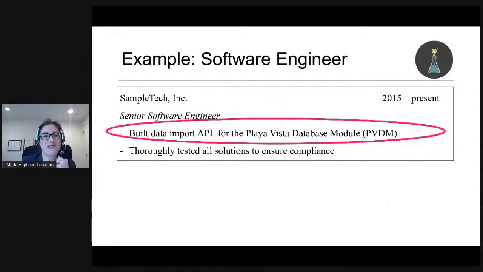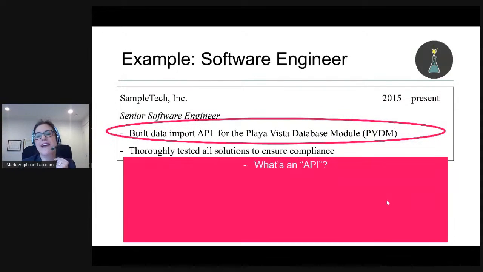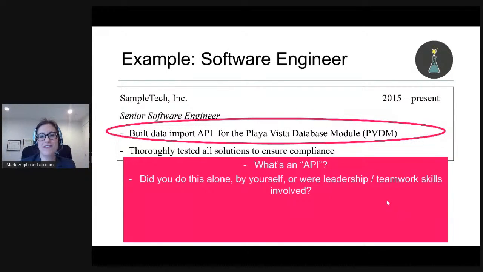Now let's go down to that first bullet point. Built data import API for the Playa Vista database module, PVDM. Admittedly, this one's a little bit of overkill. This is the one that people normally are like, yeah, we get it, Maria. Okay, so obviously, what's an API, right? Most admissions officers come from human resource backgrounds. They might like computers, but very few of them have ever coded a line of code in their lives. And perhaps more importantly than what is an API, how did you build whatever an API might be? How did you build it?